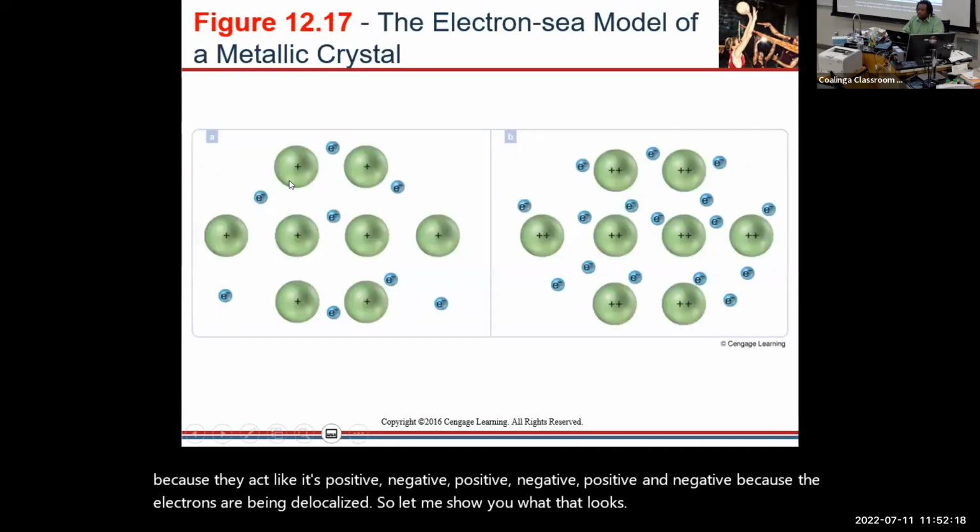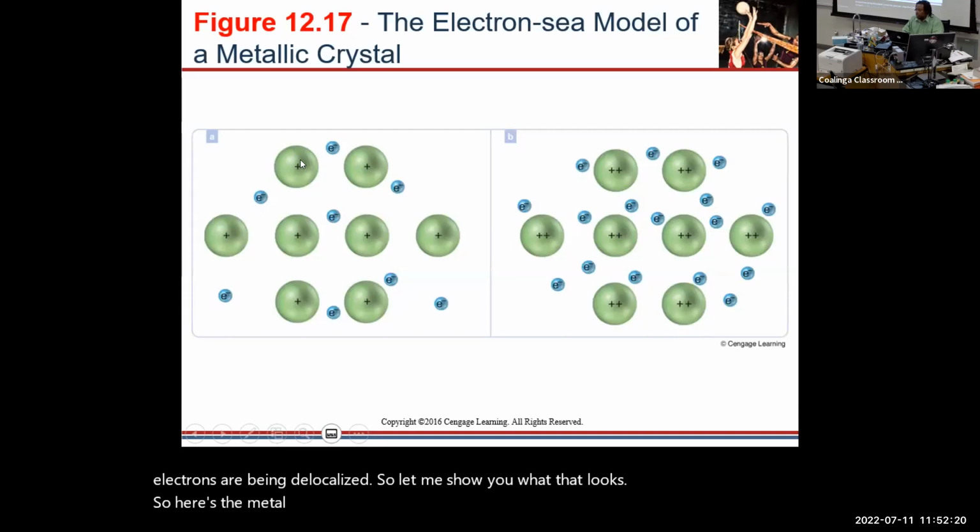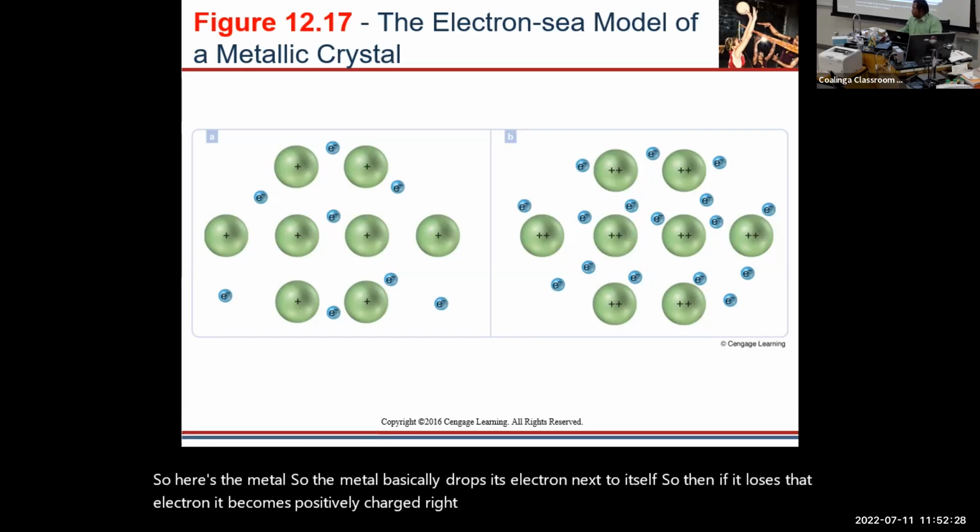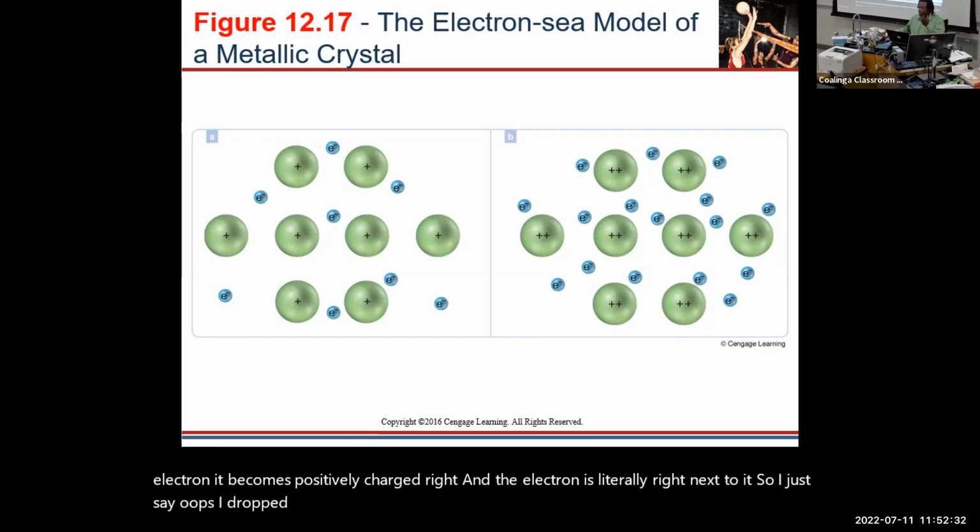Okay, so here's the metal. The metal basically drops its electron next to itself. If it loses that electron, you've got a positive charge, right? And the electron is literally right next to it. So you say, oops, I dropped that. And it does that until it gets a positive charge, then a negative charge. Positive charge, and a negative charge.